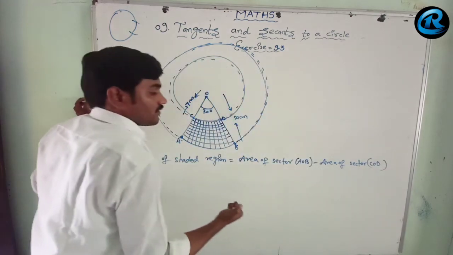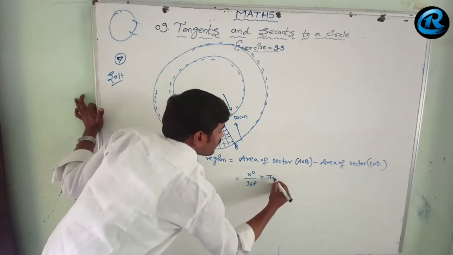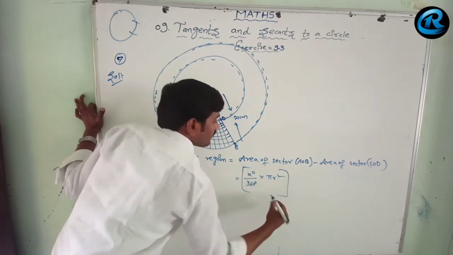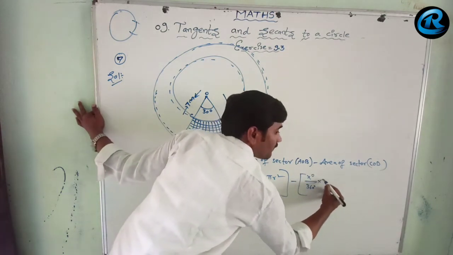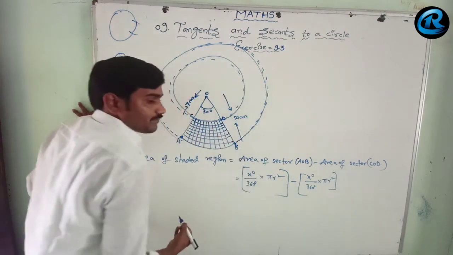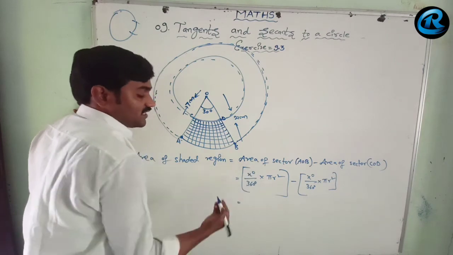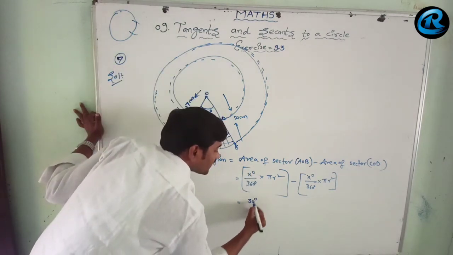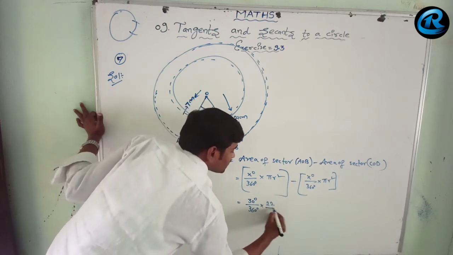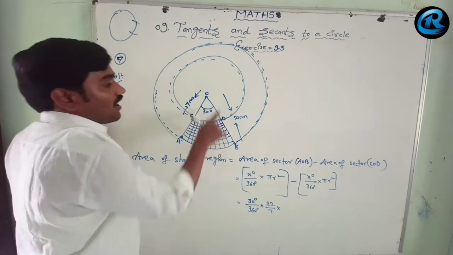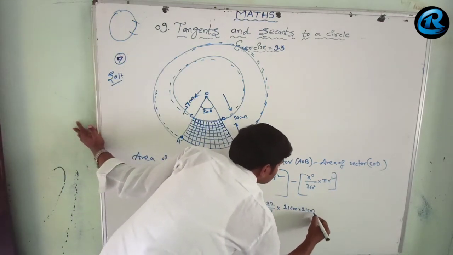COD. Let us find the area of a sector. Formula: x degrees by 360 degrees into pi r square. Here, minus the same, area of sector x degrees by 360 degrees into pi r square. Here x is 30 degrees, so 30 degrees by 360 degrees into pi value, 22 by 7, into r value, r is 21 centimeters into 21 centimeters.